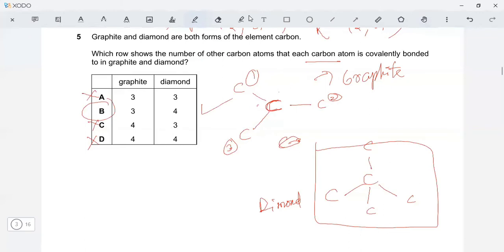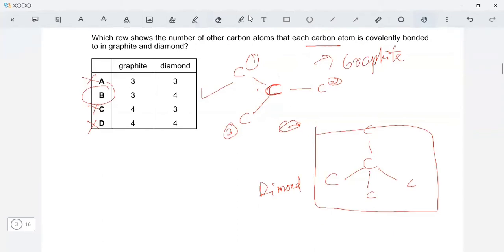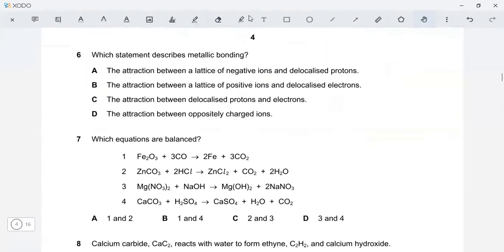One carbon atom is covalently bonded to three carbon atoms in the case of graphite, but in the case of diamond there will be four. Okay, the answer is B. Clear? The next one, quickly answer.